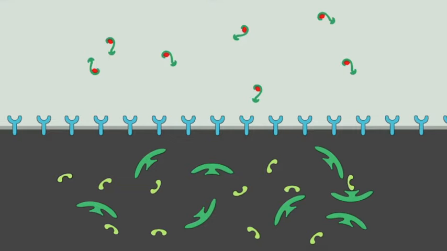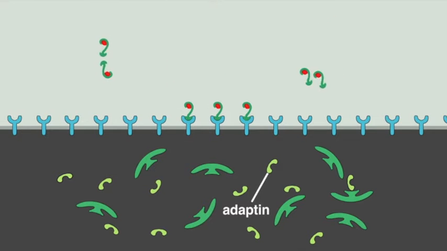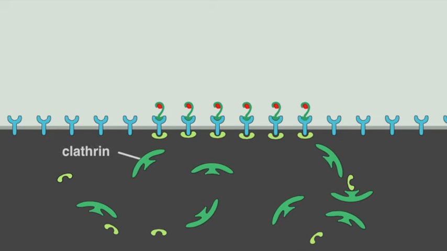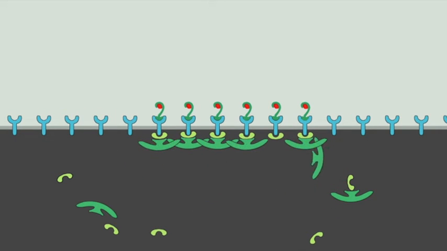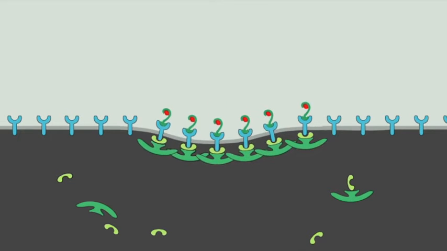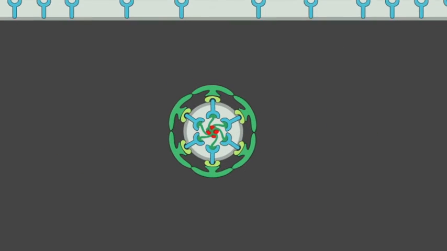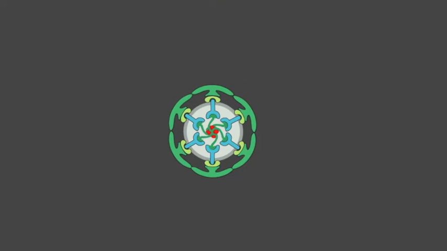An adapter molecule, called adaptin, binds to the tail of the LDL receptor that protrudes into the cytosol. Adaptin recruits clathrin molecules, which start coating the membrane. Assembly of the clathrin coat causes the membrane to bend and invaginate, forming a vesicle that buds off inside the cell, taking with it LDL receptors and the LDL particles bound to them.